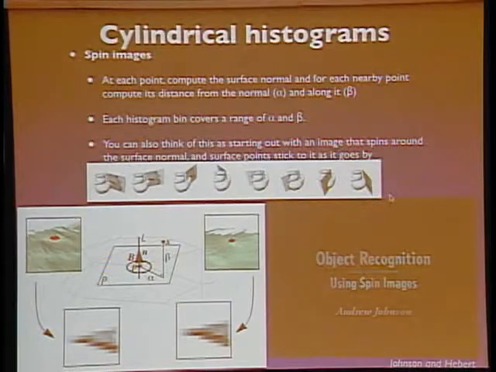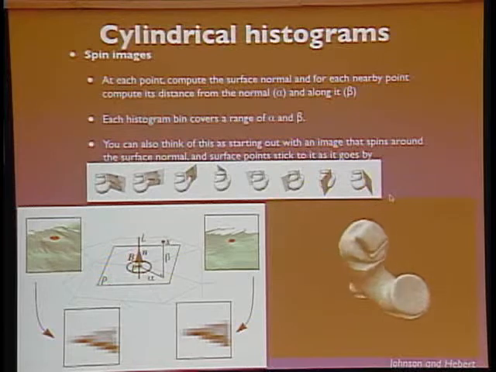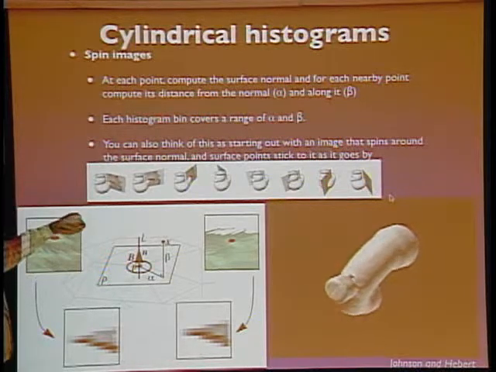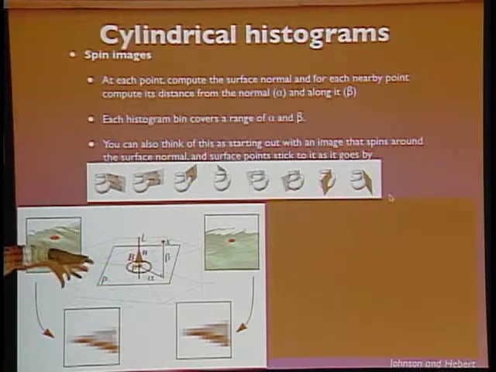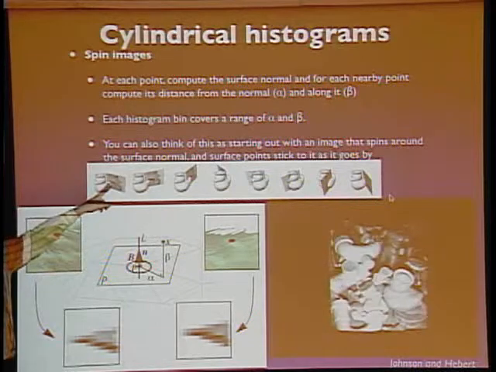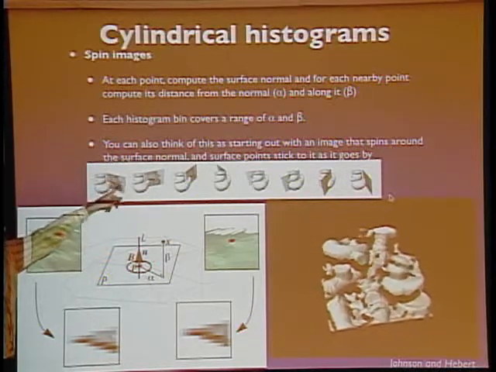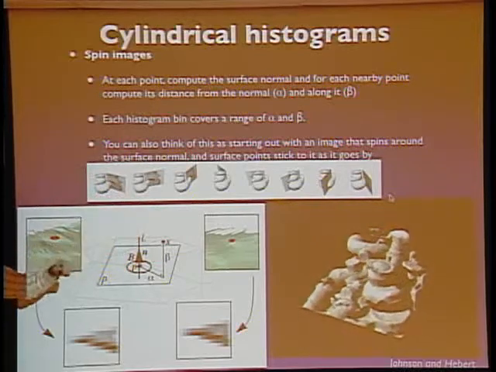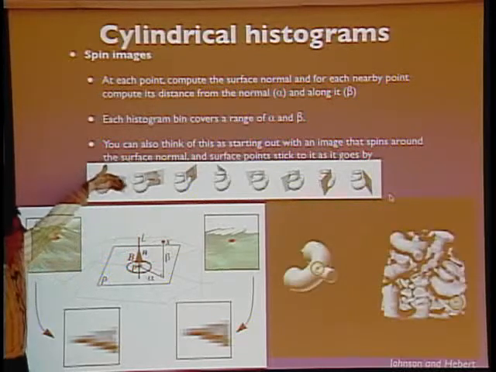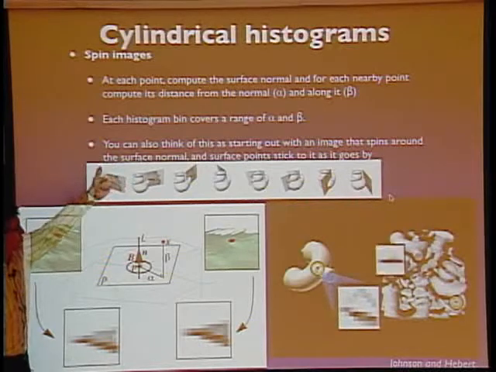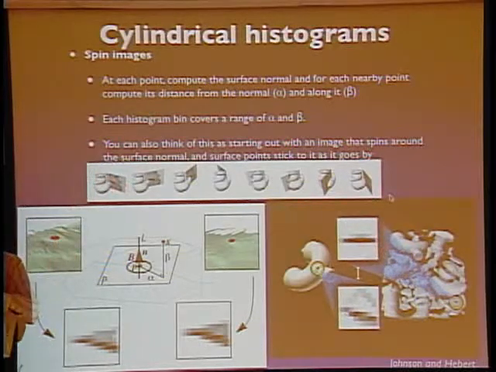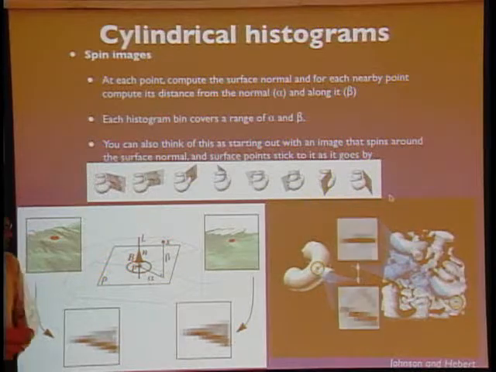You can imagine that instead of having these cylindrical bins, what you do is you start with your point of interest and the surface normal, and you think about this thing as being like a fishing net. And what you do is you take a plane that goes through the surface normal and you spin it around, and as it's spinning around, it is catching the other surface points in the fishing net.